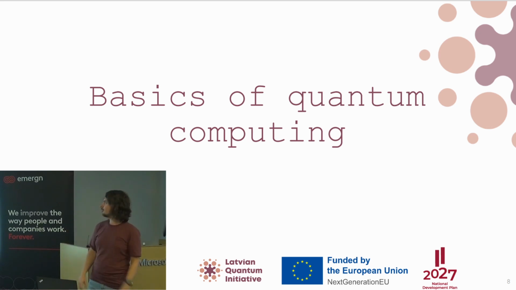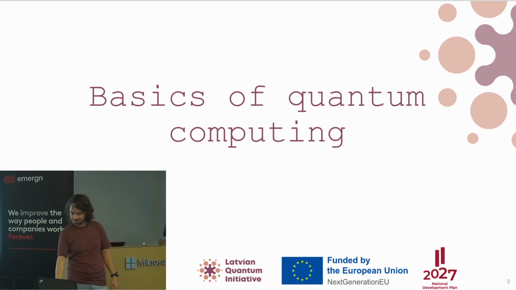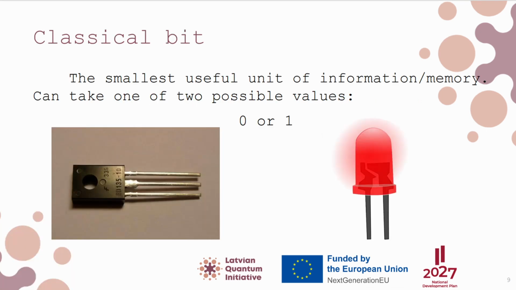So let's shortly speak about the basics of quantum computing. Where are the differences from classical ones? Classical computation relies on the concept of a bit. A bit is the smallest useful unit of information or memory. So a bit stores just one value. It can be either 0 or 1, like a binary value. You can think of it like a lamp. If it is switched on, then the value is 1. If it's switched off, then the value is 0. So we can have one of these two possible values.